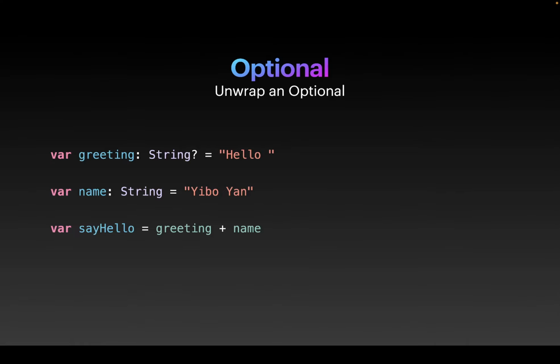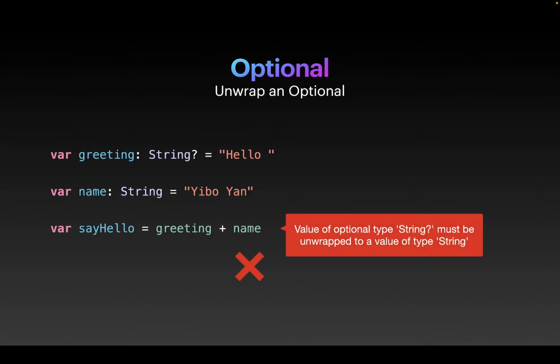Yeah, the greeting can be nil. So the compiler is going to give you a warning that says the value of optional type String? must be unwrapped to a value of type String. Because first of all, there are two different types of things. The first is optional, the second one is just a string. You cannot just use a plus sign on two different types. Now let's see how we actually extract the data inside this greeting optional.